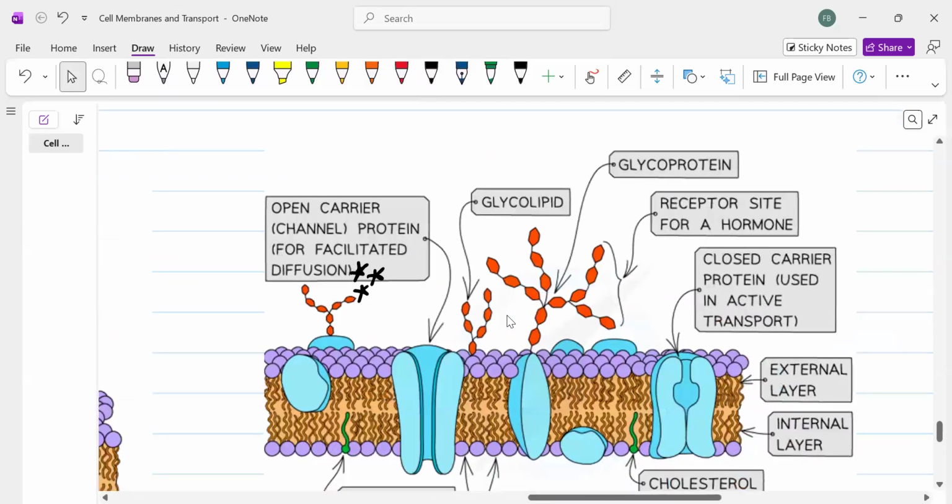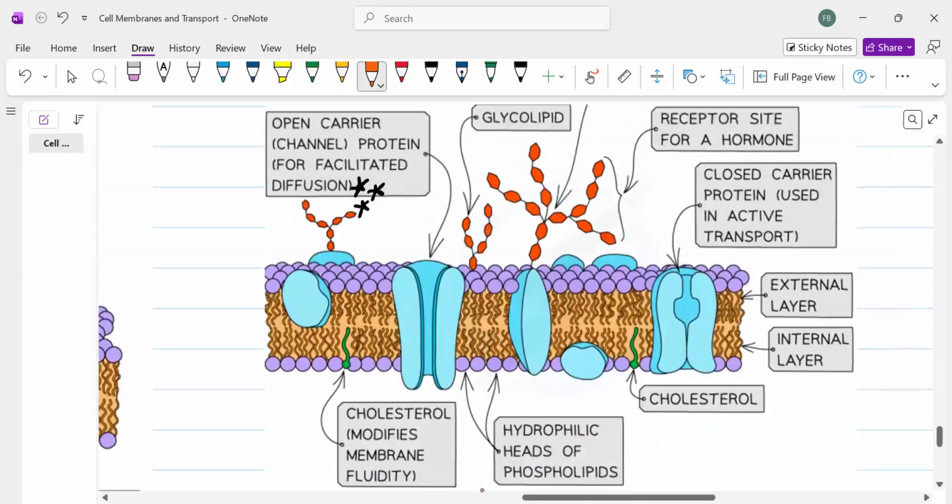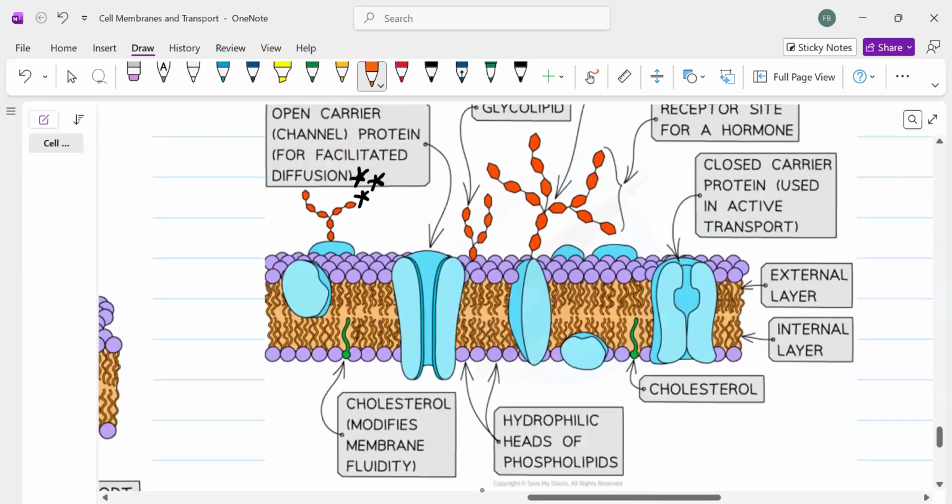Okay. And these open carrier proteins are also known as channel proteins because they are providing a channel in between. Okay. So they help in facilitated diffusion. And what is facilitated diffusion? What is simple diffusion? It's the net movement of molecules from a region of higher concentration to a region of lower concentration.